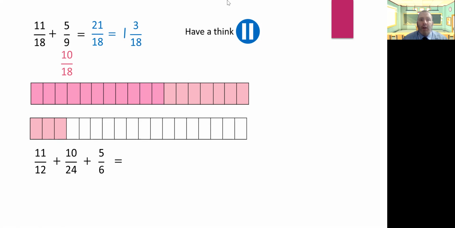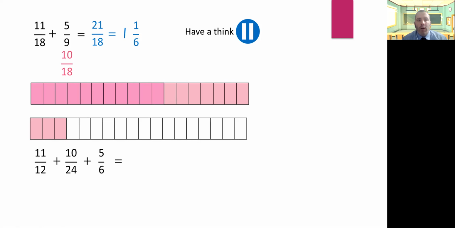Now, can I divide these down and make them neater again? So let's have a look. Which times table can both of these go into? Well, they both fit into the 3 times table. So I can divide both numbers by 3. And that becomes 1 and 1/6.